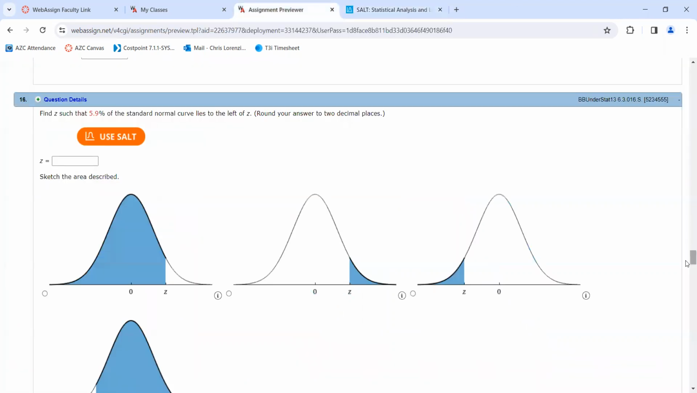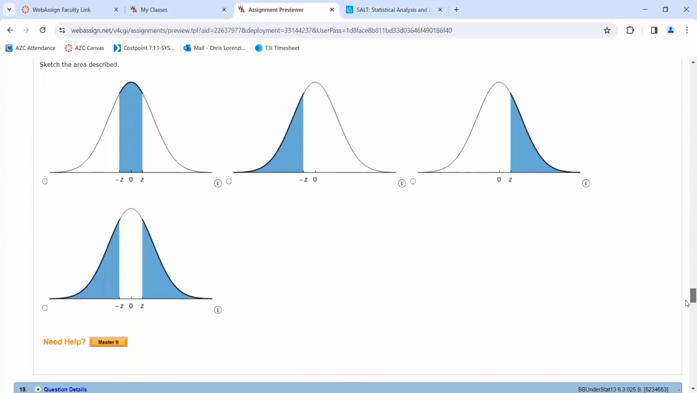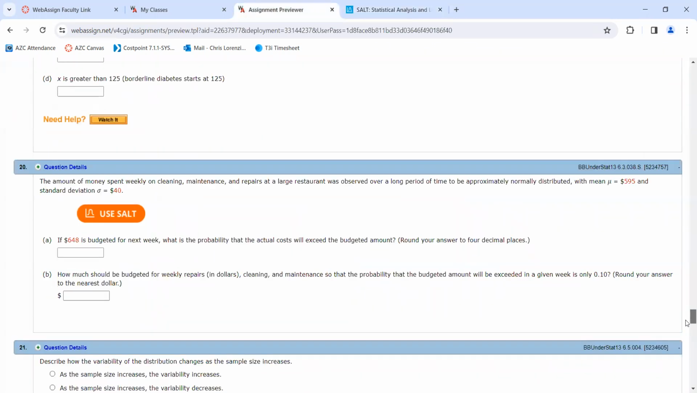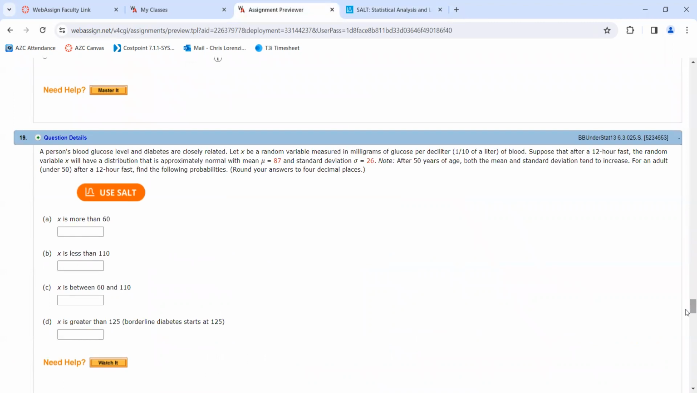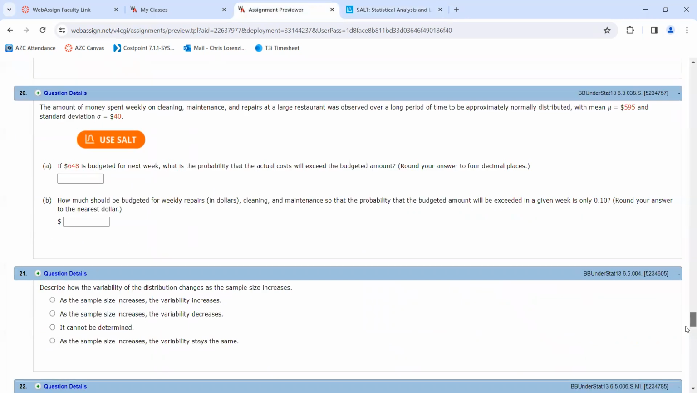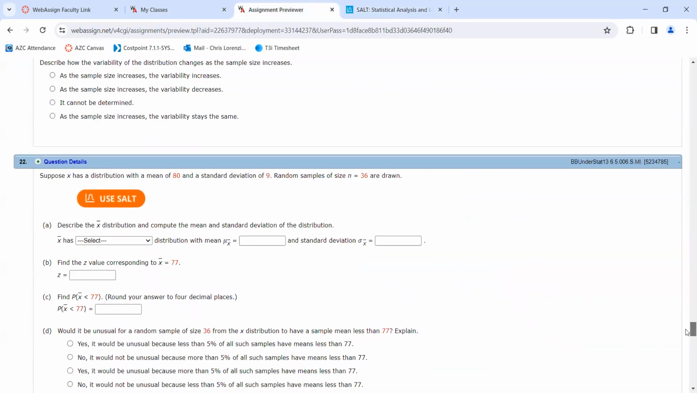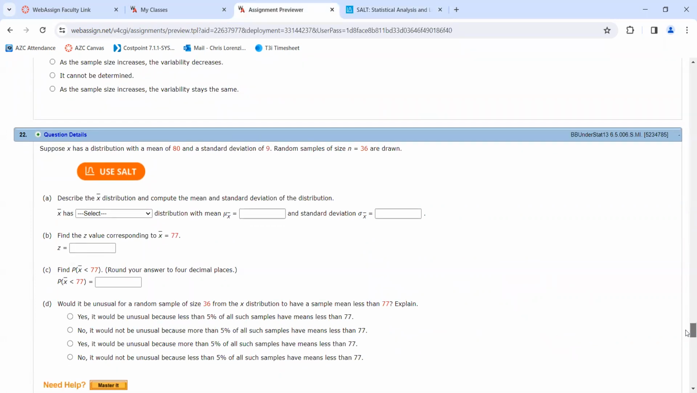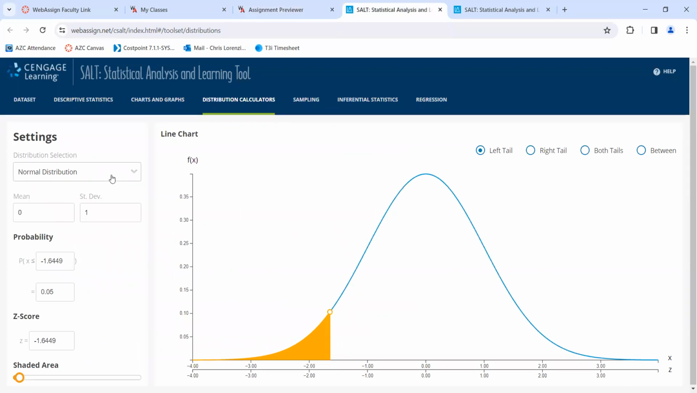So let's take a look and see if there's anything else that I feel like I'm missing as we're taking a look here. A lot of these right here are just problems that you work on and understanding the language of what they mean. So I think that's good enough for y'all to understand how to use the tool. And let's take a look at this one. Suppose X has a distribution with a mean of 80 and a standard deviation of 9 and a sample size of 36. Let's see if this gives us anything. Nah, it just ends up giving us the same thing. So we're going to leave it at that. And hopefully this helps get you moving in the right direction. All right.